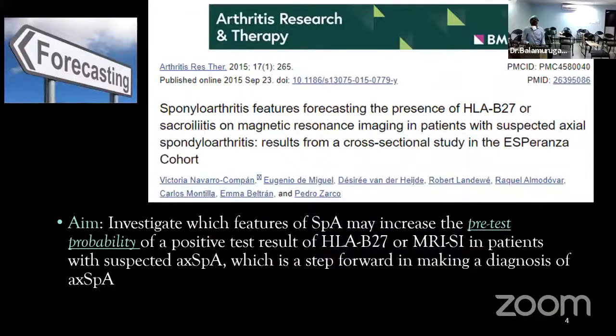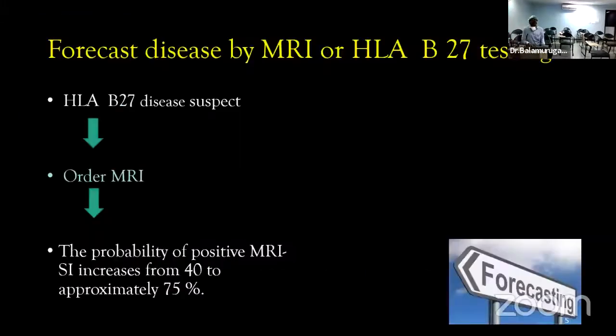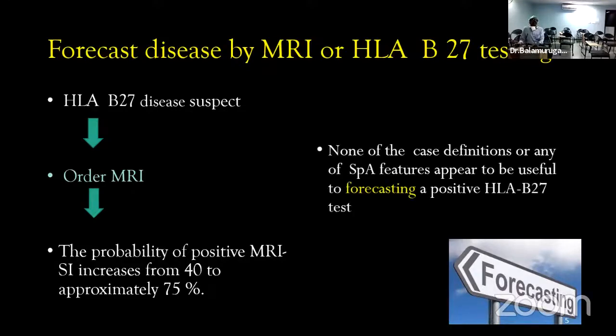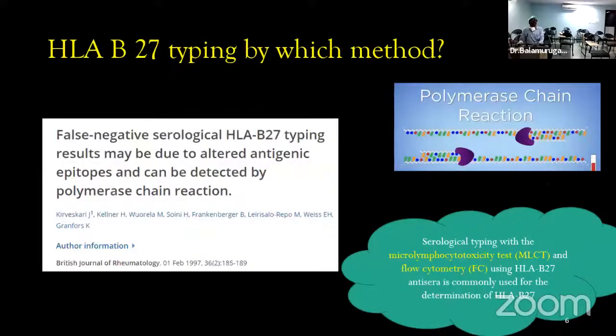So this was a wonderful article I came across on how to forecast whether the presence of HLA B27 or MRI is going to help in the diagnosis of spondyloarthritis. What it essentially says is, if you suspect HLA B27 disease, will you do an MRI or an HLA B27? The results came convincingly that the probability of a positive MRI increases from 40% to approximately 70%. But miserably, the forecasting by HLA B27 fails. Not even any case definitions.